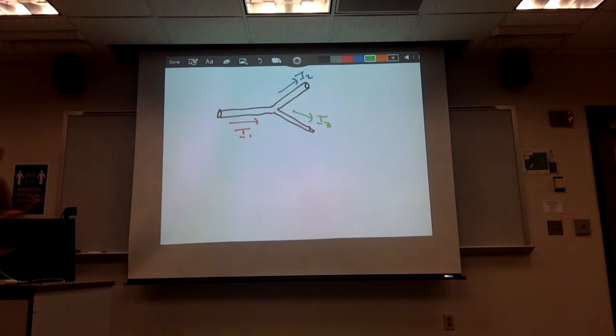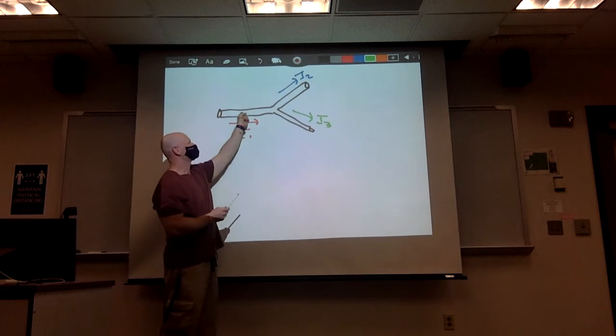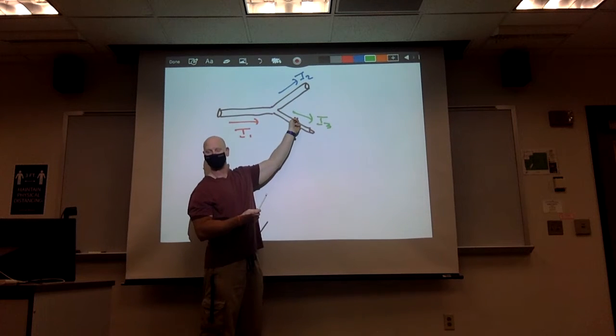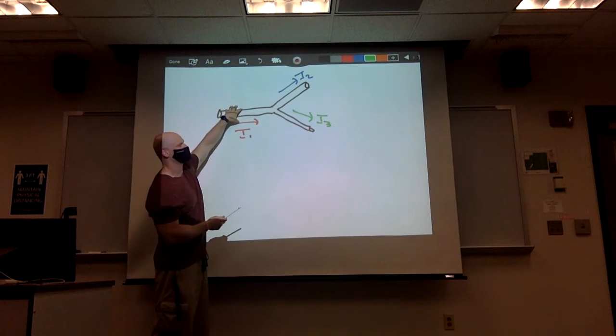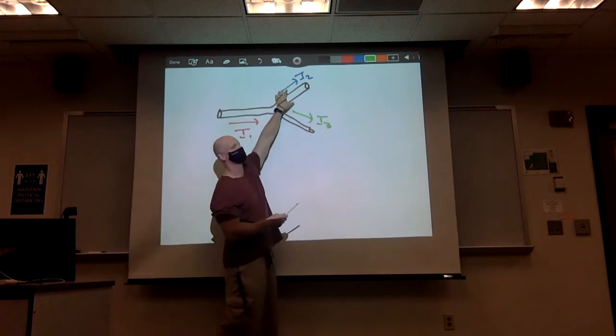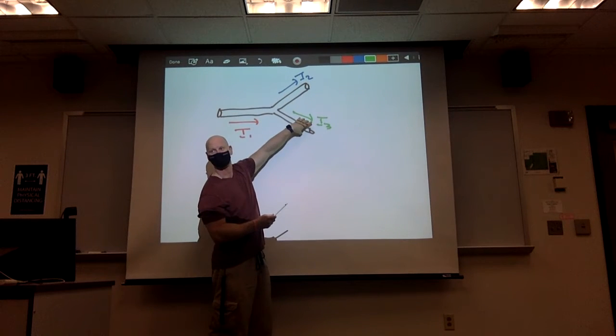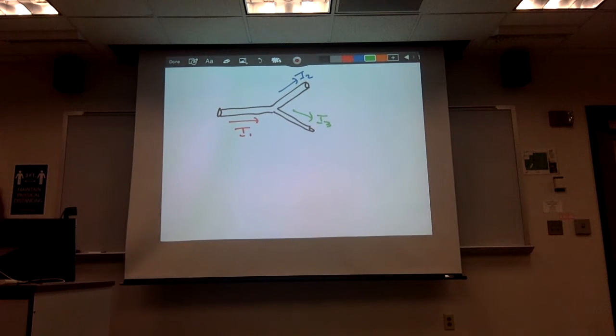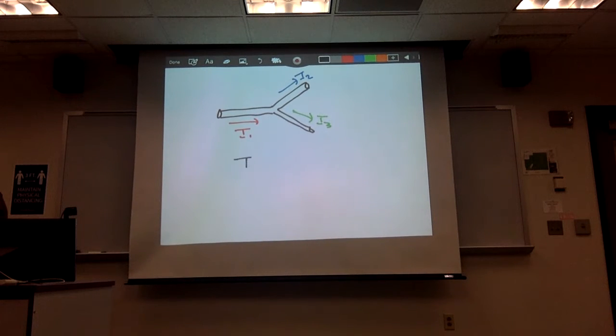Now, what is true, though, is that since this is charge here, this is charge here, and this is charge here, we have to abide by charge conservation. Charge conservation says that the total amount of charge moving through here has to equal the sum of the charge moving through here plus the charge moving through here. That's what charge conservation tells us. So in this case, my current I1 must simply be equal to the current I2 plus the current I3, by charge conservation.